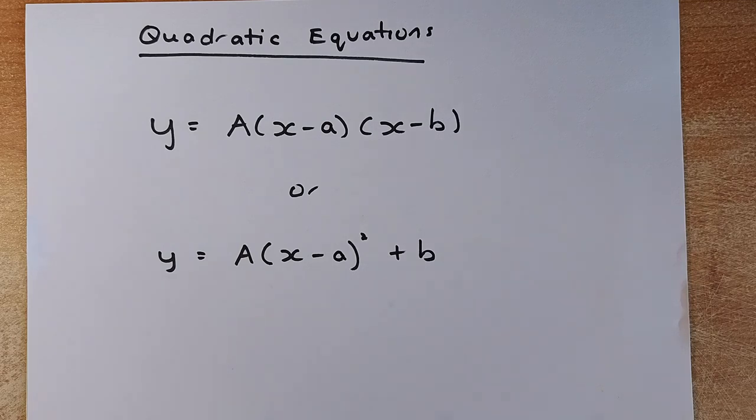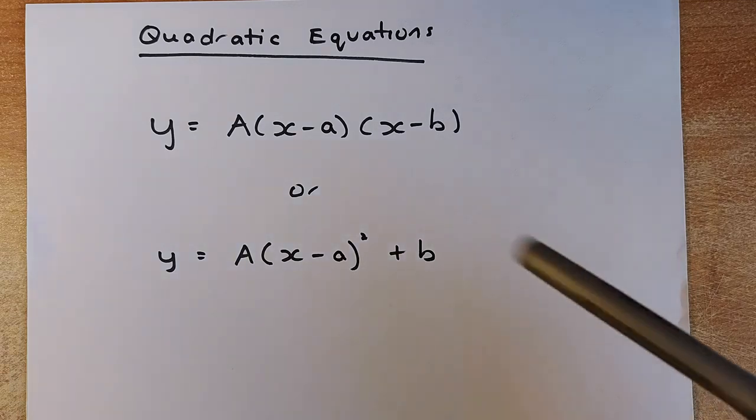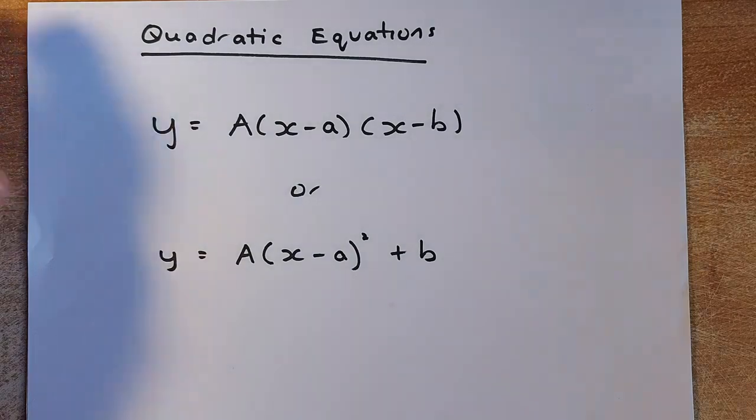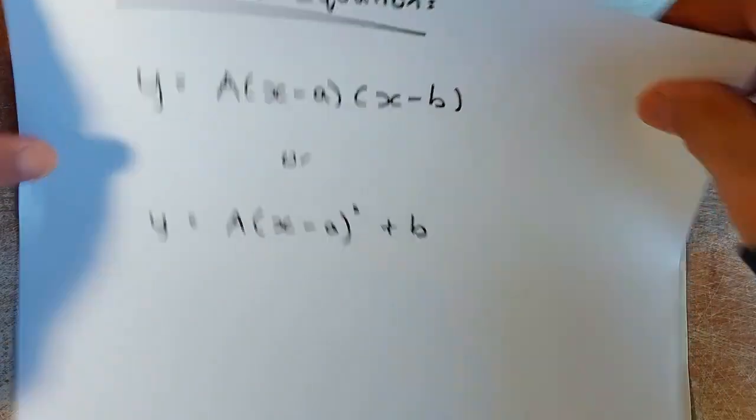So the equation can be formed using either the first form, which is called the factorized form, or the second form, which can be done on all quadratic graphs. So we shall do both and see which method you like. We shall look at the 2017 exam first.